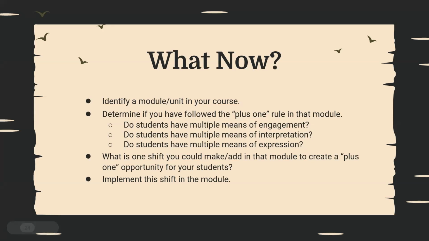Do students have multiple means of engagement? Do they have multiple means of interpretation? Do they have multiple means of expression? Is that something that's visible there? And if not, what's one shift you could make, or what's one shift you could add that creates a +1 opportunity for your students? I want you to go ahead and try to think about how you could implement that and do it.